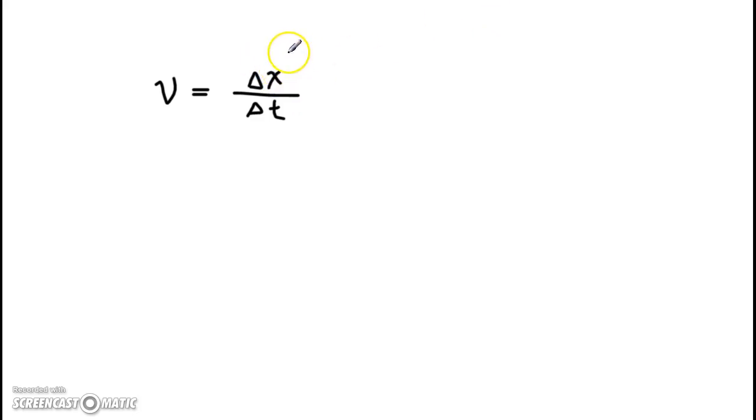But instead of horizontal average velocity, we could use vertical average velocity or general average velocity. The point is that it's the rate at which position changes.